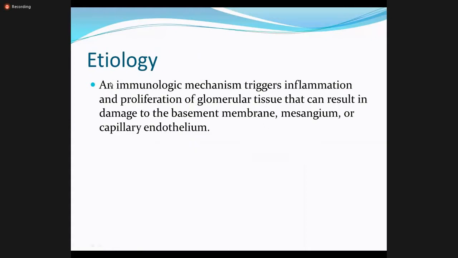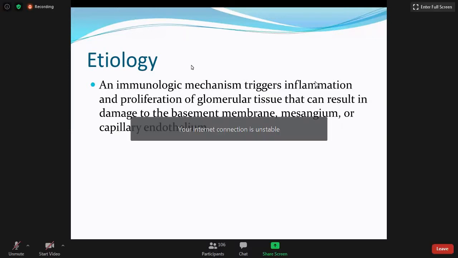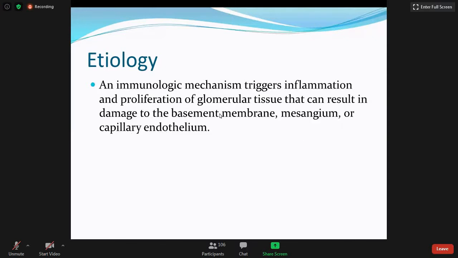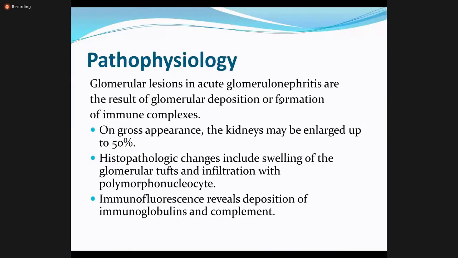The basic etiology in acute post-streptococcal glomerulonephritis is an immunological mechanism that triggers inflammation of the vessels and proliferation of the mesangial tissue. The inflammatory products cause damage to the basement membrane and mesangium. When there is damage to the glomeruli, it leads to decreased filtration. The glomerular lesion in acute glomerulonephritis is the result of glomerular deposition of immune complexes. Basically, the pathology is immune-mediated.